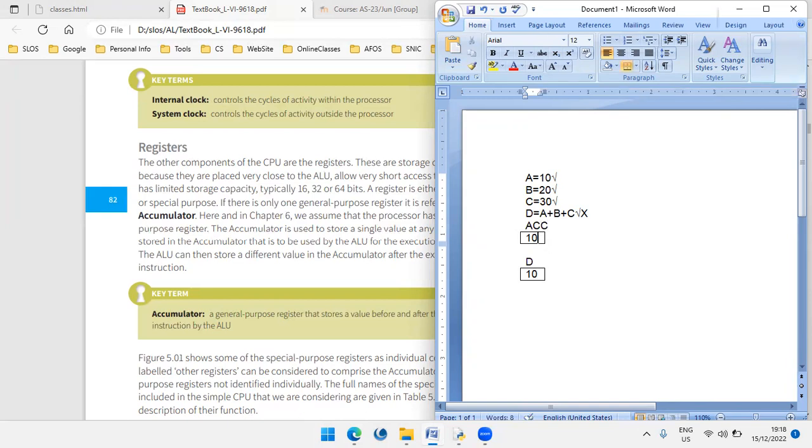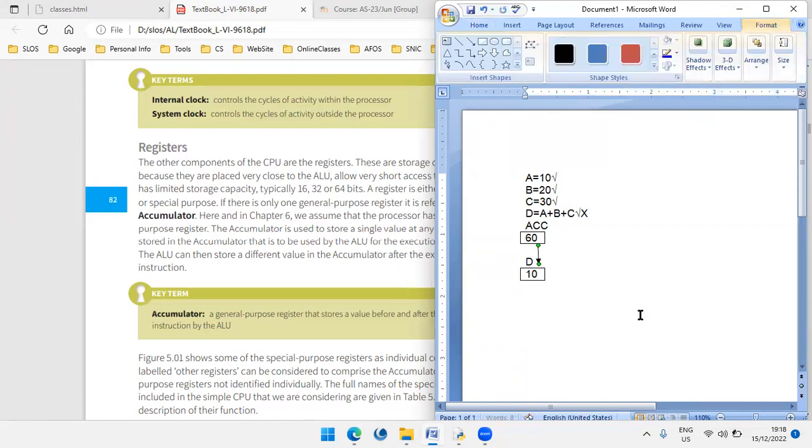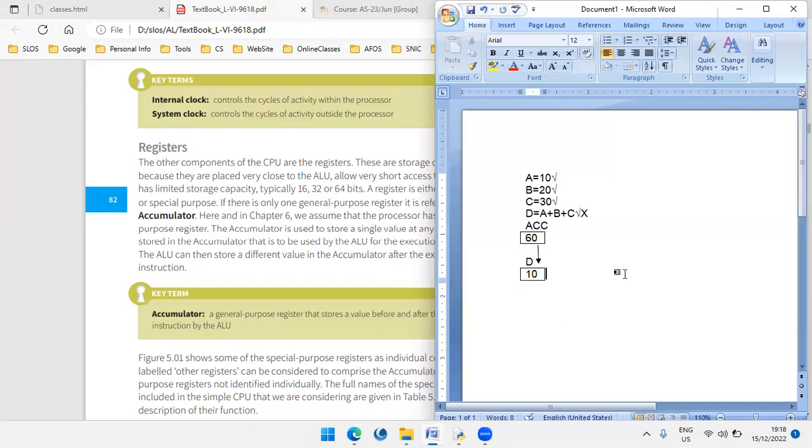So 10 will come here. Then you put the 20 also there and then add it. Then it becomes 30. Then when you put in another 30 by way of C, it will become 60. Then this will be stored in D. That's how D equals A plus B plus C works, but only one figure can be kept there. It's obvious when you look at it. Can you put 10, 20, 30 like this together? You can't do that.